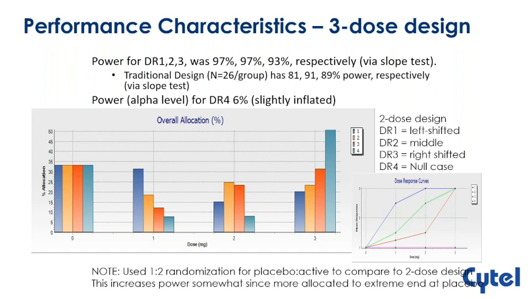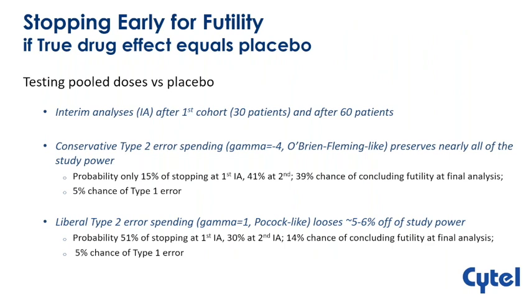And in the histogram, now you can notice even further advantage of the adaptive dose finding for dose response curve 1. The randomization is focused on the lowest dose, and for the dose response curves 2 and 3, it's more even. But for the null case, there's very little allocation to doses 1 and 2.